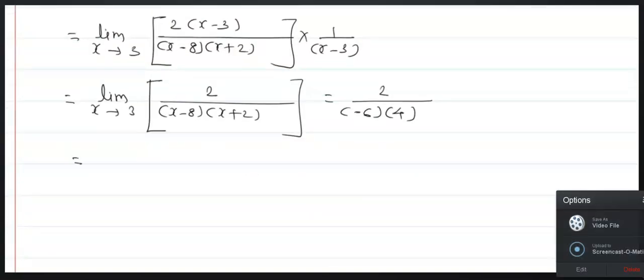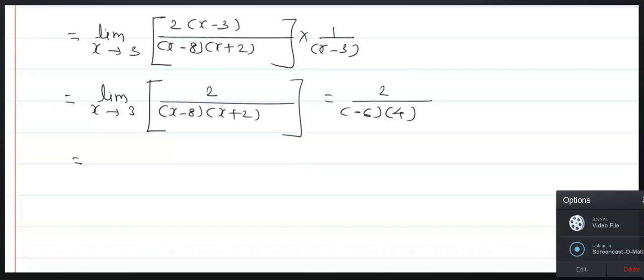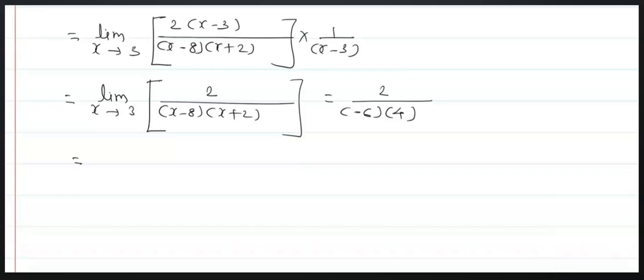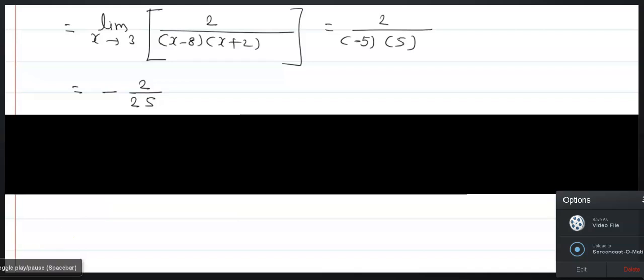If we replace x by 3, that is 3 minus 8, which is minus 5, and 3 plus 2 is 5. So 2 upon minus 5 into 5, and overall, the answer is minus 2 upon 25. And hence the option A is the correct one.